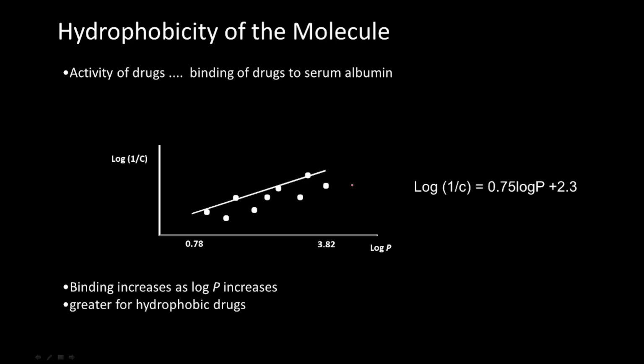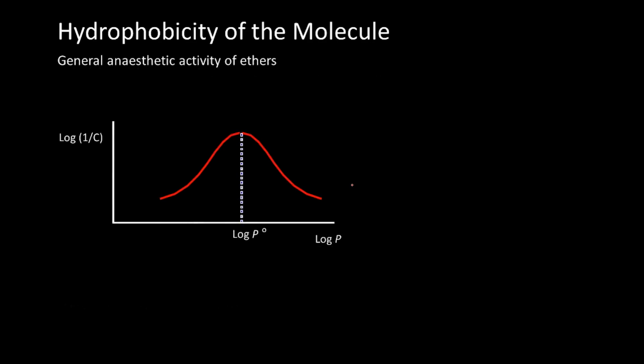So binding is greater for hydrophobic drugs. Okay, binding increases as log P increases. It need not be linear all the time. It can be like this also. There could be an optimum log P0, when the activity is max, and initially it increases, reaches a max, and then comes down. So generally for anesthetic activity of ethers, it follows like this.